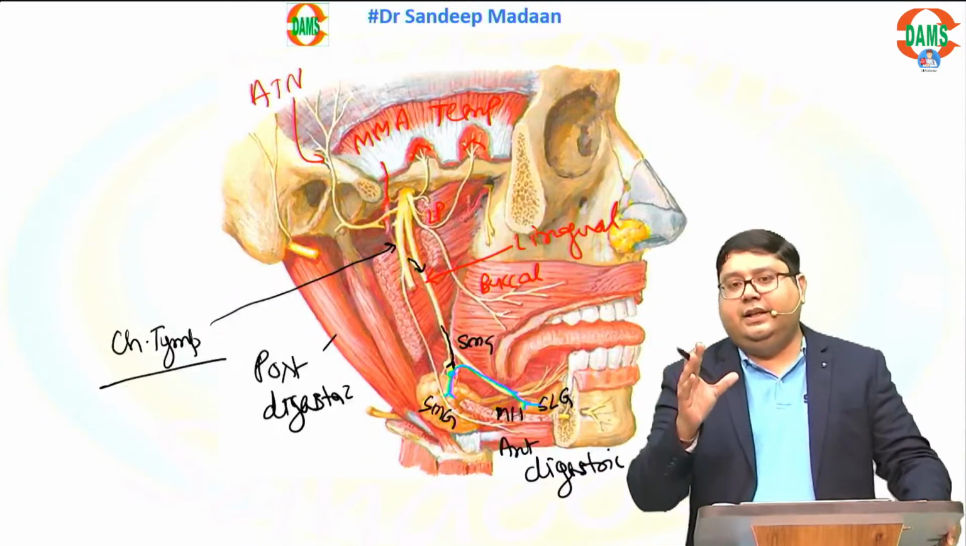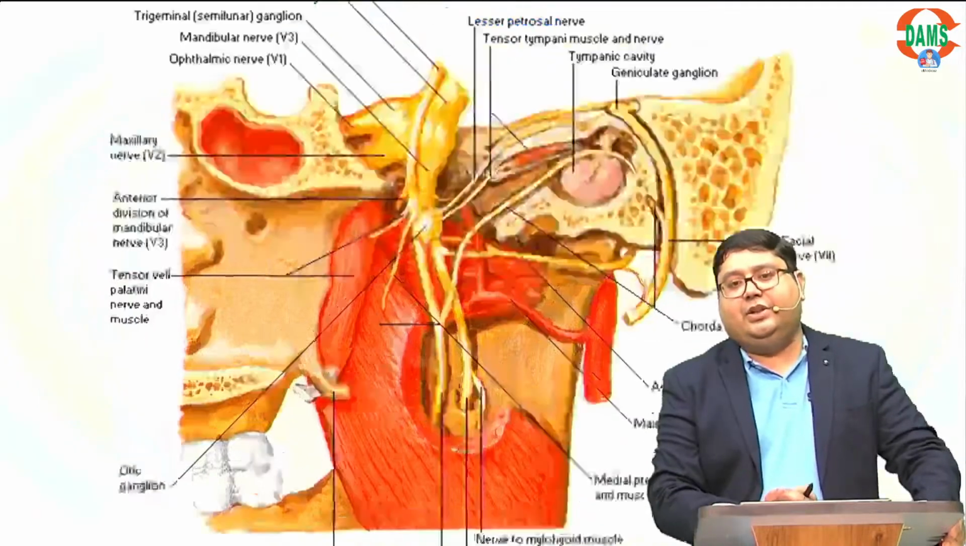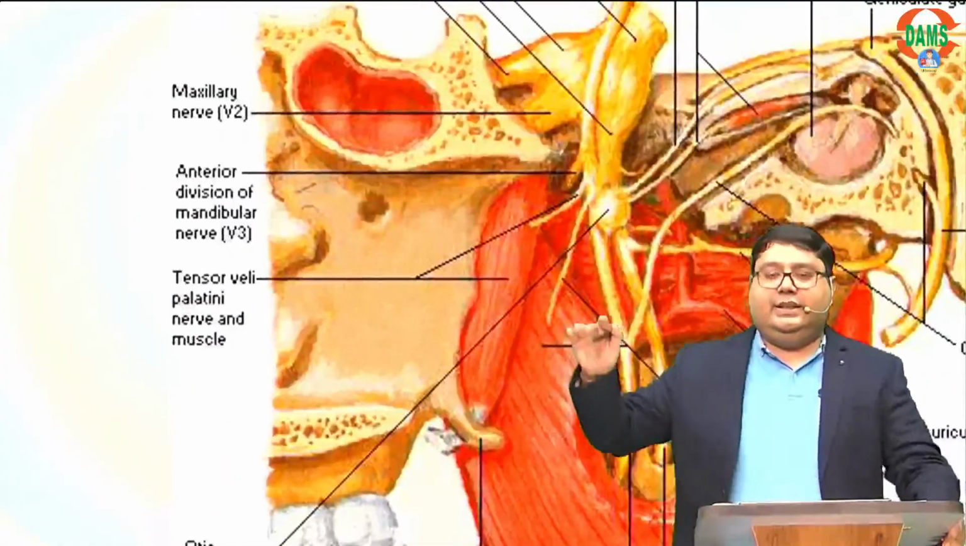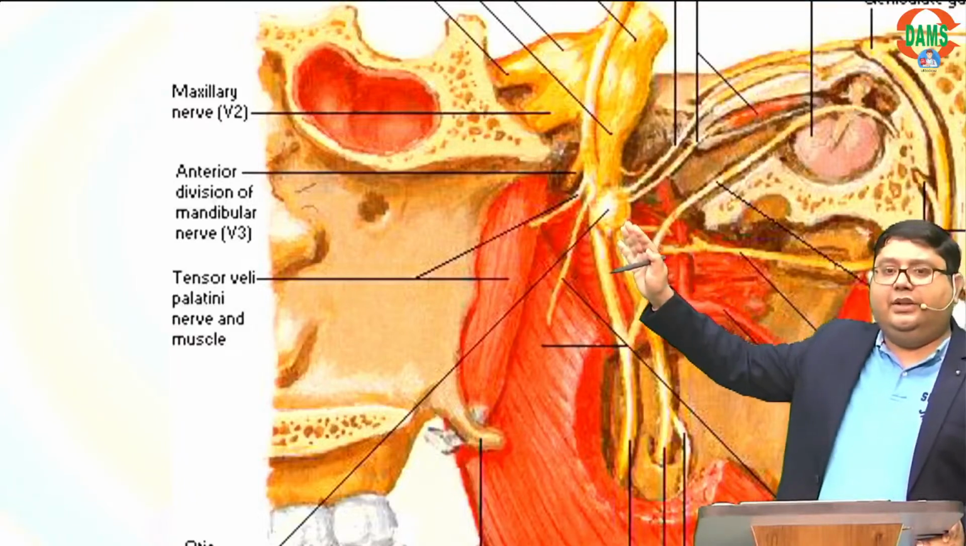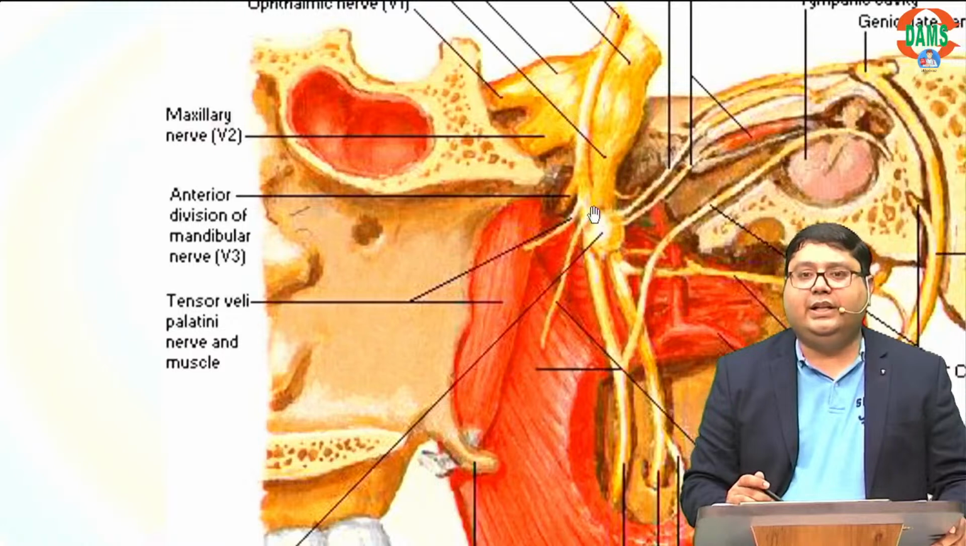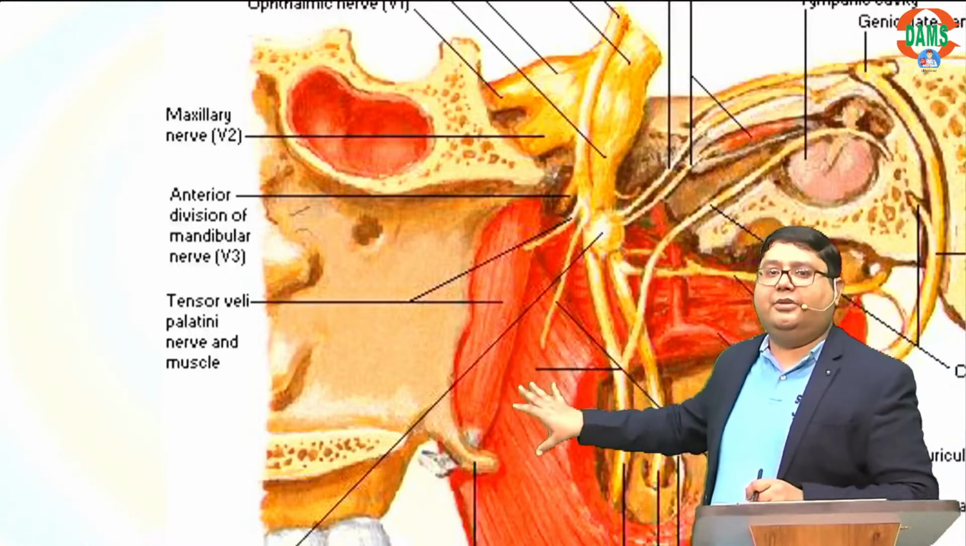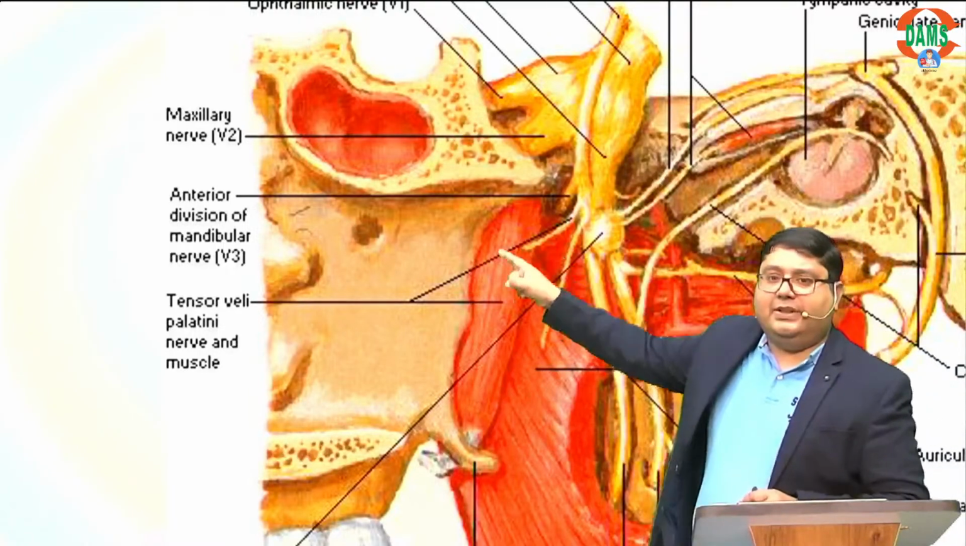Let us see the medial aspect of it like this. When you see the medial aspect of it, what you can see here is the trunk of the mandibular nerve. Please pay attention. This nerve is the nerve to medial pterygoid. Please pay attention. This is the nerve to medial pterygoid. This muscle is the medial pterygoid muscle. But what is this muscle?